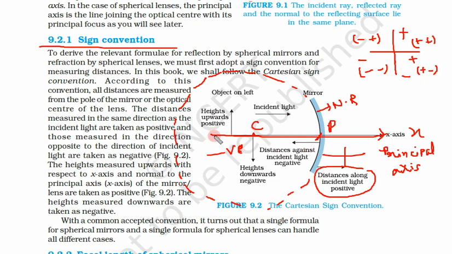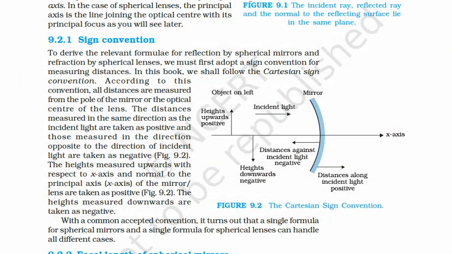Similarly, if we have this principal axis, distances towards the right side of this mirror are positive, distances towards the left side are negative. Any distance or height upwards above this principal axis is positive, and any distance downward is negative. So this is very similar to the Cartesian system. So this is our sign convention.